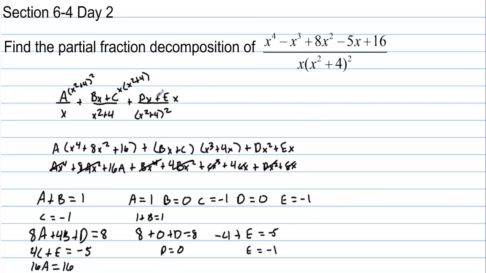Well, we can go up here and we can finally write the answer. The answer is, let's see, 1 over x plus, the B is 0, but C is -1, so -1 over x squared plus 4. The D is 0 and the E is -1. So instead of putting plus -1, we could put minus also, minus 1 over x squared plus 4 squared.